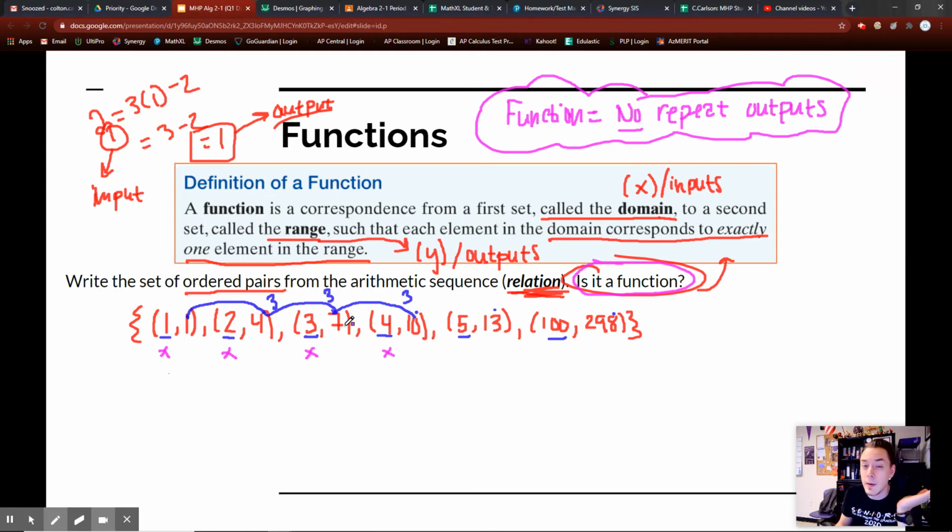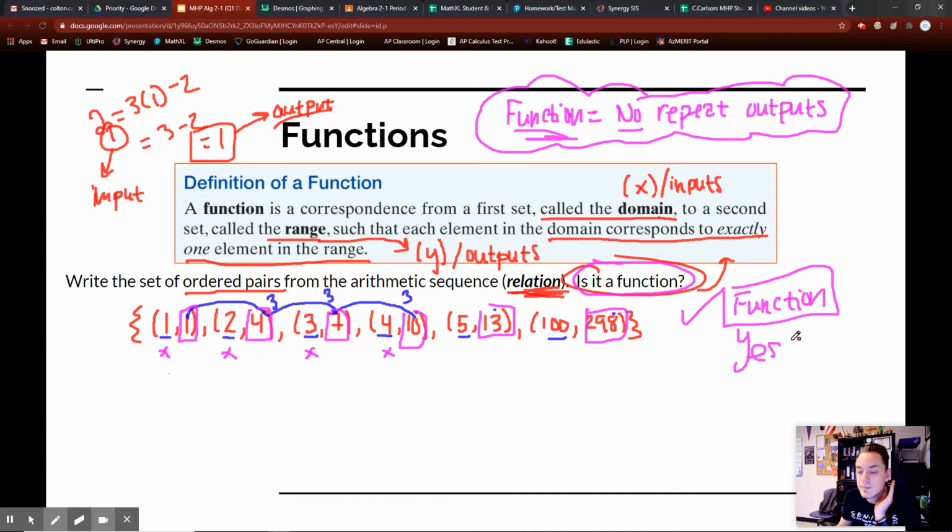So do I really even care about what the x's are? No. Those are my x's, yes, but look at my y's. That's 1, that's 4, that's 7, that's 10, that's 13, this is 298. So far, are there any repeats, yes or no? No, which means if there's no repeat outputs, is it a function? Yes. Okay, so this is what we call a function. Smiley face. And of course, a nice little fat unicorn to go with it.